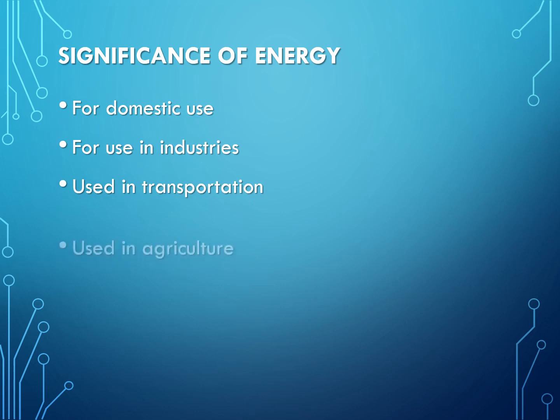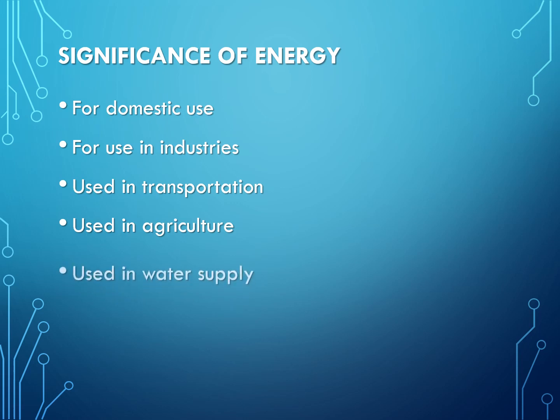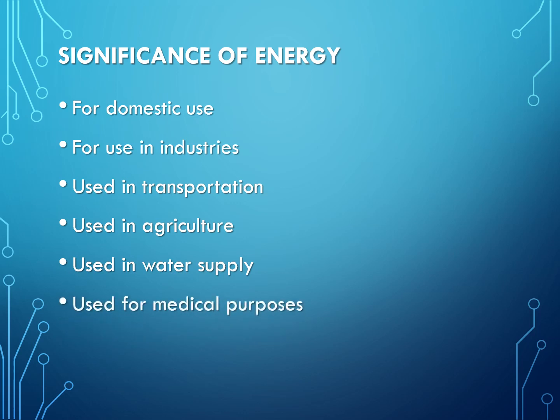You saw when we had a shortage of fuel in this country, you would see how transportation became chaotic. It is used in agriculture, for mechanized agriculture, like the use of tractors for cultivation and all that. Power is also used in water supply. Pumping of water needs power, and so energy is also used there. For medical purposes, hospitals use a lot of energy. Machines in hospitals require energy to run.